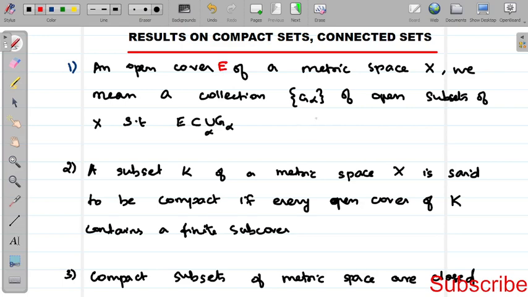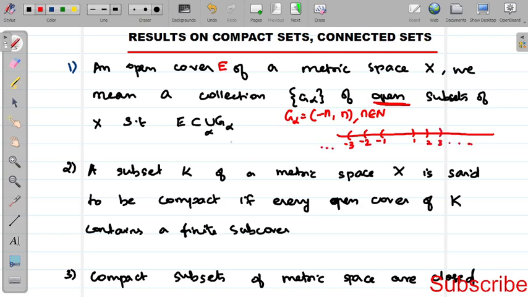For example, I am taking (-n, n). The collection G alpha is a collection of open subsets of X. In real life we can see, if n belongs to the natural numbers, here you can see (-1, 1), the open set. Then here (-2, 2). Similarly (-3, 3), and so on.